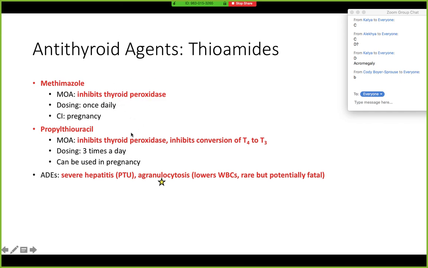in the synthesis of thyroid hormone. The only other thing here would be the fact that methimazole is safe in pregnancy, whereas propylthiouracil is not. And then also, the most important adverse effect here is going to be agranulocytosis, and that's because it's potentially fatal. So, obviously, any of the side effects that could potentially kill your patient, you definitely want to know about.